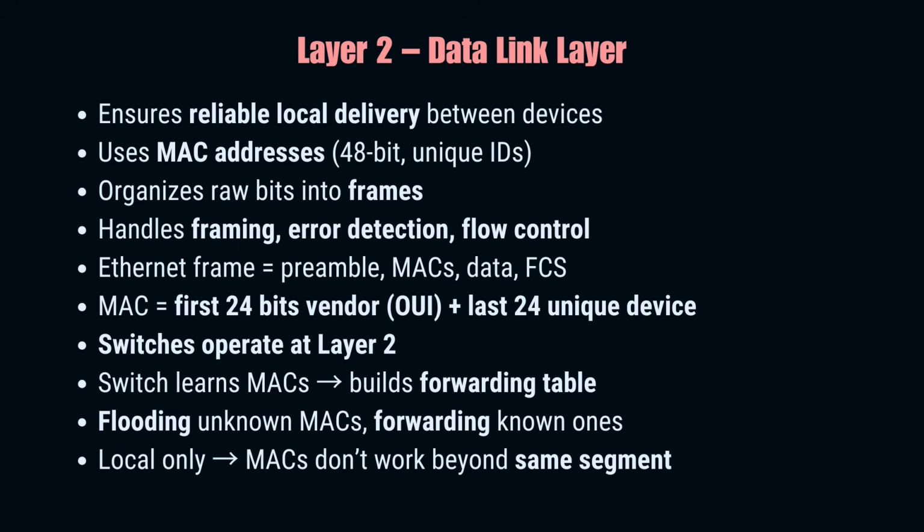Switches operate at Layer 2 by learning MAC addresses, flooding unknown destinations to all ports, forwarding known destinations to specific ports, and filtering traffic within collision domains. Understanding Layer 2 is crucial because it handles local delivery, getting frames from one device to the next hop using MAC addresses that only work on the local network segment.